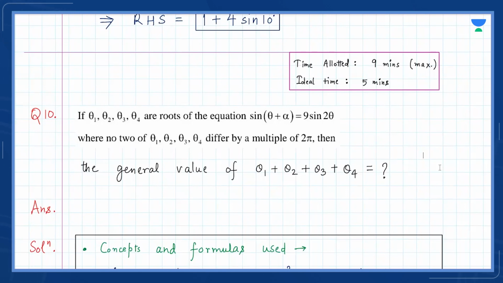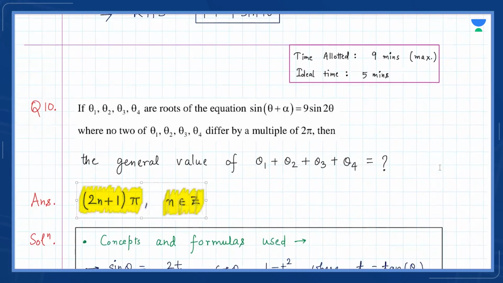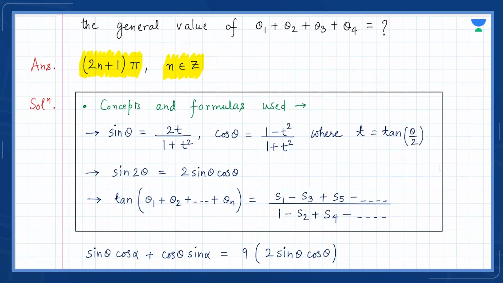Now the correct answer to this question, first of all, would be an odd multiple of pi. Okay, (2n plus 1) into pi. Now the concepts and formulas used in this question are sine theta is equal to 2t upon 1 plus t square, and cos theta is equal to 1 minus t square upon 1 plus t square, where t is tan of theta by 2.